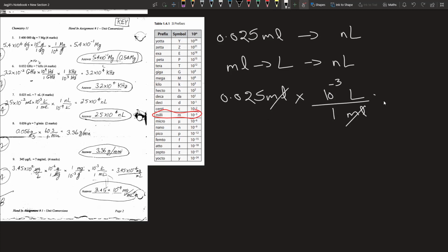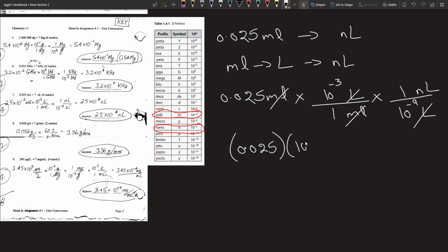But I want my final answer in nanoliters. So I have liters at the top, I put liters at the bottom. We want to convert it to nanoliters, so you put nanoliters at the top. This is non-regular, you put 1 beside it. And what does nano stand for? Nano is 10 to the power minus 9. So 1 nanoliter is 10 to the power minus 9 liter. Liter cancels now. So you would punch it in like this in your calculator: 0.025 times 10 to the power minus 3 divided by 10 to the power minus 9. Put extra brackets. If you punch it in, you should get 2.5 times 10 to the power 4 nanoliters.